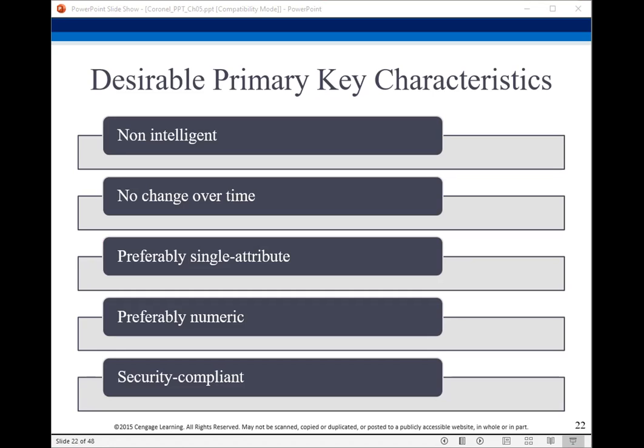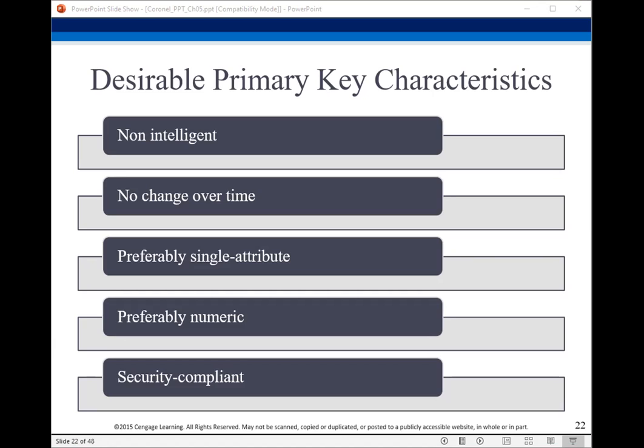Another characteristic that's desirable is it doesn't change over time. If an attribute has semantic meaning, it may be subject to updates. This is why names do not make good primary keys. If you have Vicky Smith as the primary key and she happens to get married, then that might change. Primary key is subject to change, and foreign key values must be updated, thus adding to the database workload.